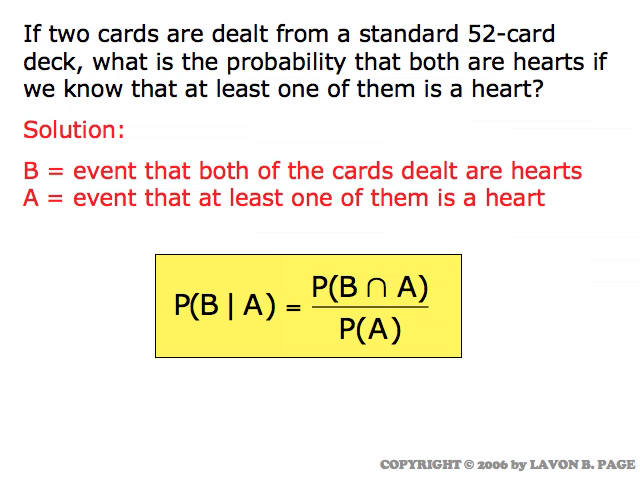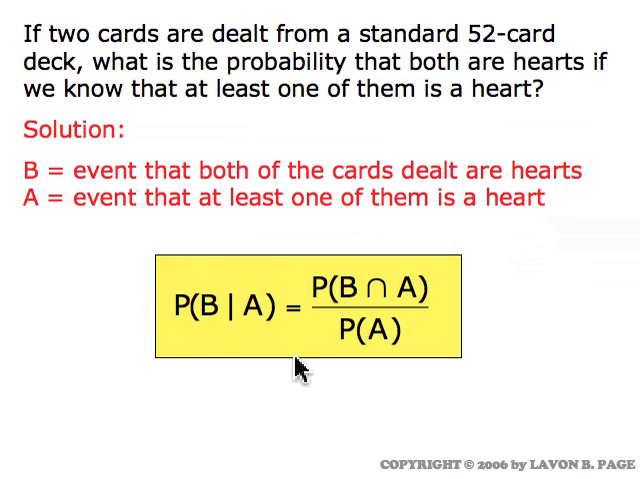Now let's modify the problem a little bit. We're still going to be dealing two cards from a deck, but the question now is, what's the probability that both are hearts if we know that at least one of them is a heart? So we'll redefine the events A and B. B now is the event that both cards dealt are hearts, and A is the event at least one of them is.